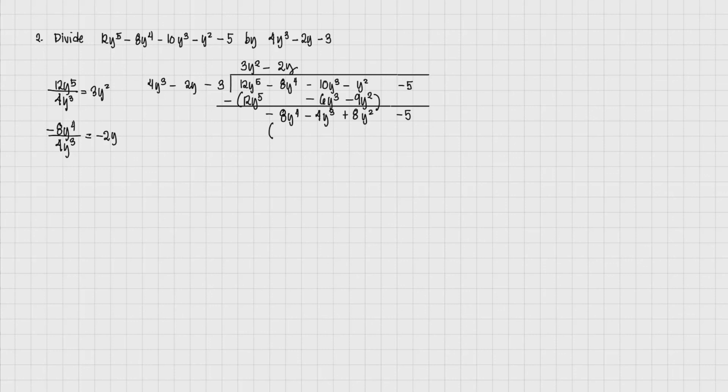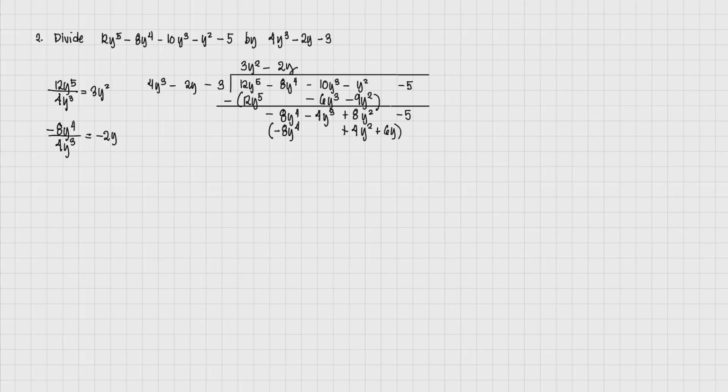wait lang, pa yun too big. So, you get negative 2y times 4y raised to 3. So, you get negative 8y4. Tapos, negative 2y times negative 2y. You get positive 4y squared. And then, negative 2y times negative 3y. You'd get positive 6y.